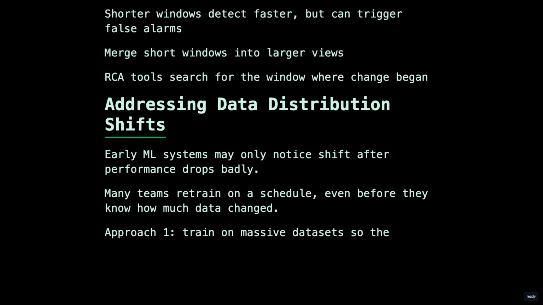One strategy is to make the training data so large and diverse that the learned distribution is broad enough to cover most future inputs. That approach reduces surprise in production, but it depends on being able to collect enough representative data in the first place.